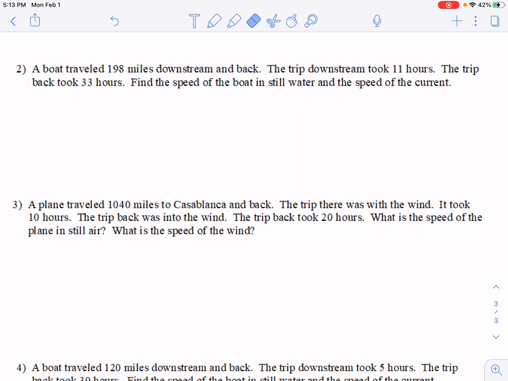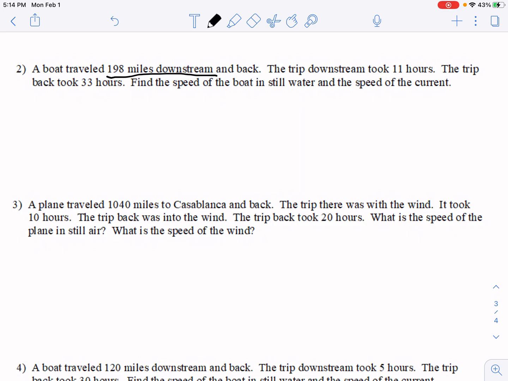Okay, so let's read through this problem here. It says a boat traveled 198 miles downstream and back. The trip downstream took 11 hours, and the trip back took 33 hours. Find the speed of the boat in still water and the speed of the current. Okay, so we're talking about finding speed again. Now let's go back and break down what each of the different individual parts here mean. So a boat traveled 198 miles downstream and back. So it went 198 miles all the way downstream, then turned around and traveled another 198 miles going upstream. So that's what it's talking about.